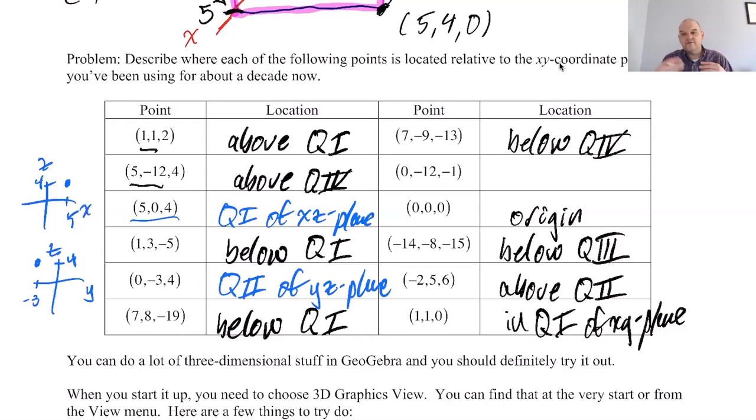And then for this other one, if you look at it, x is 0, so we're still in the yz plane. And then if we were to graph that, we put y here and z here. Y is -12, that's like here. Z is -1, that's like here. We're in quadrant 3 of the yz plane.